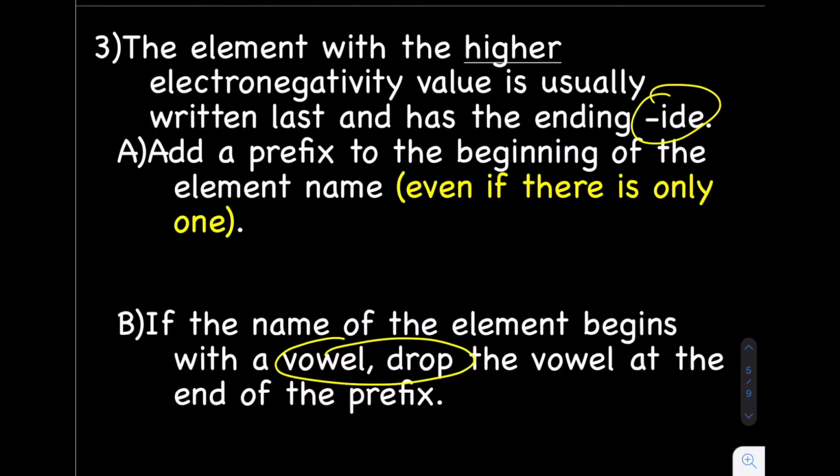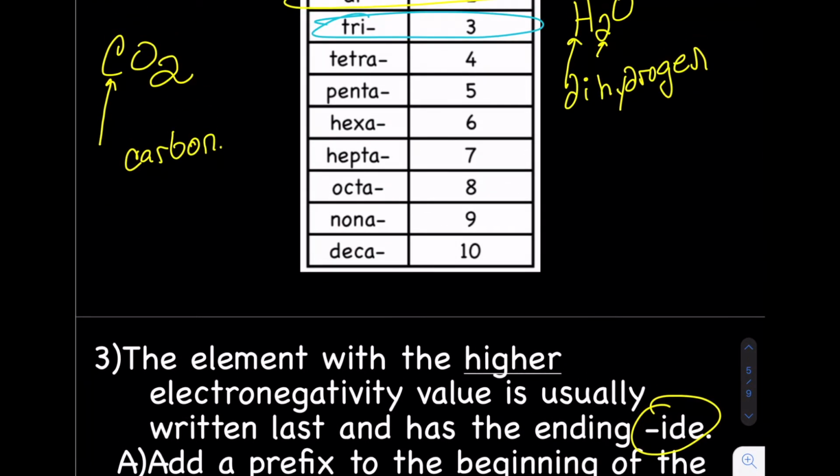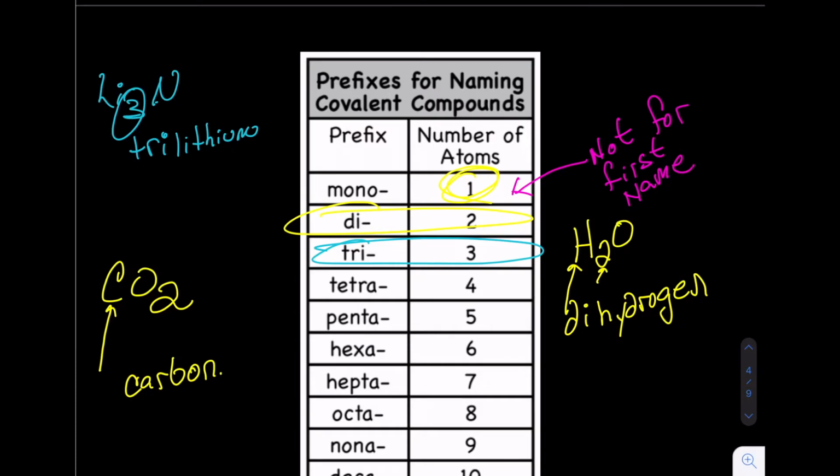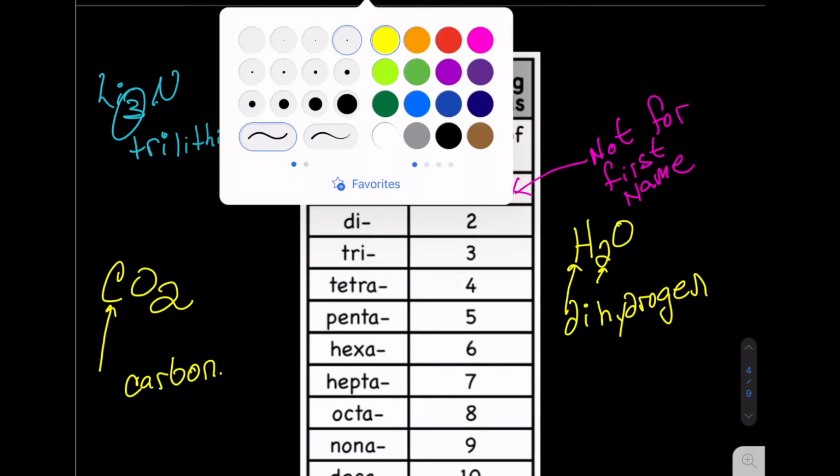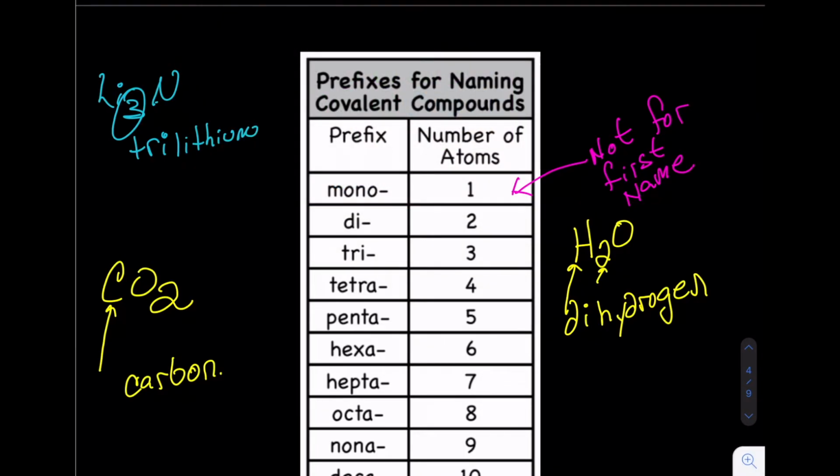So let's go back up to our examples and try now to do the second name. So let's start with H2O. Remember, we figured out the first name was dihydrogen. The second name, we have O, which is oxygen.